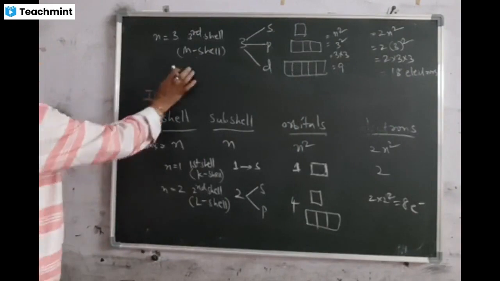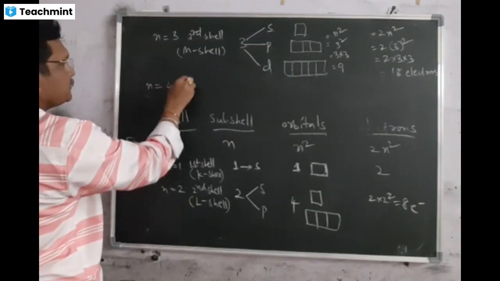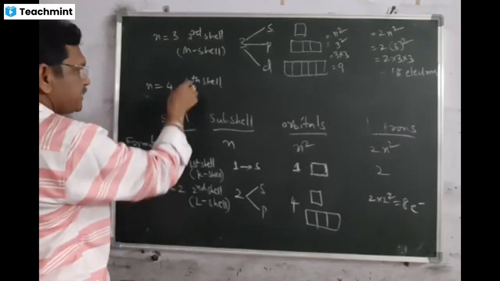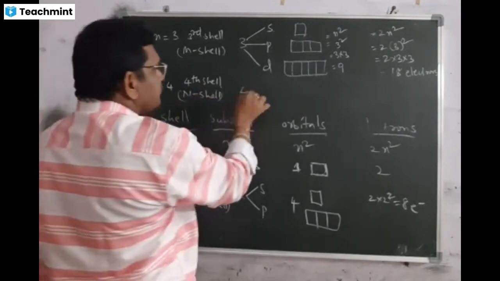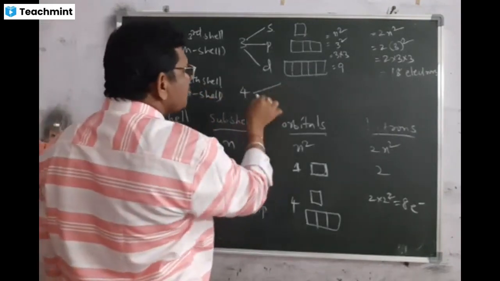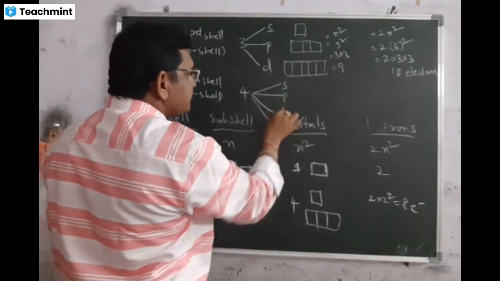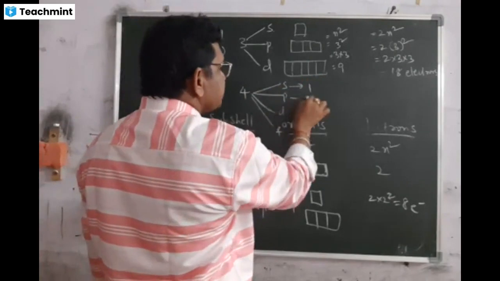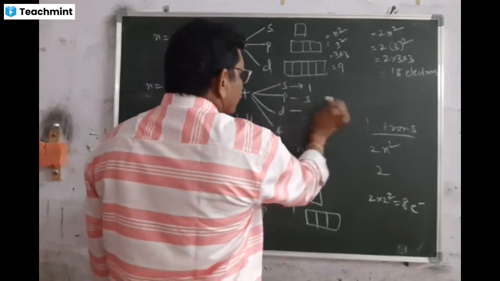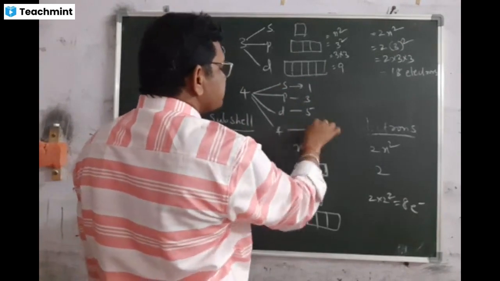Okay. For example, n is equal to 4. This is the fourth shell, also called the N shell: K, L, M, N. It contains how many subshells? 4 subshells. What are those 4 subshells? You know this: S subshell, P subshell, D subshell, F subshell. How many orbitals? 1, 3. D subshell 5 orbitals. F subshell 7 orbitals.